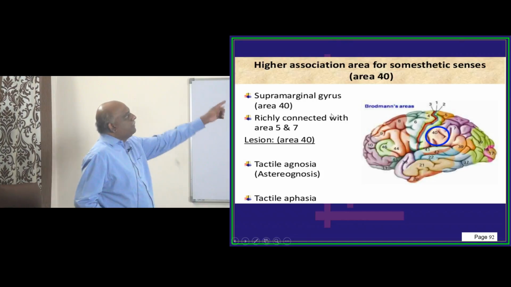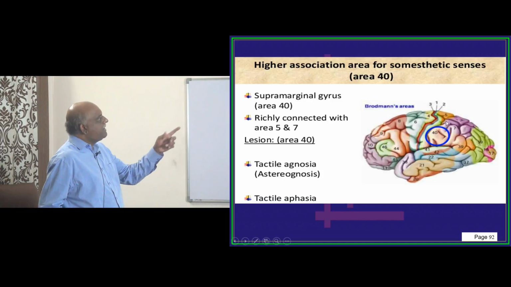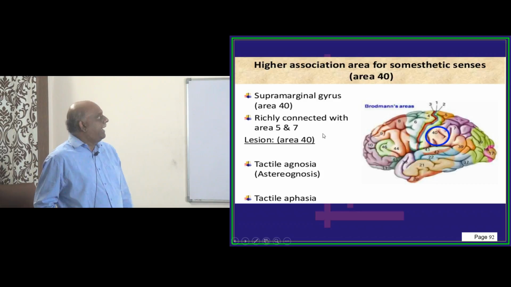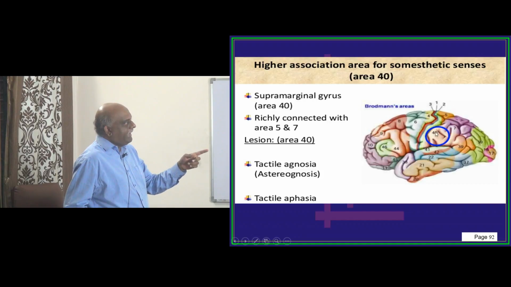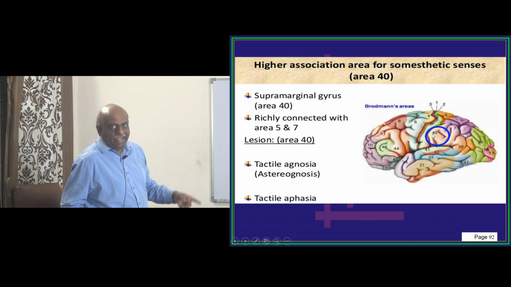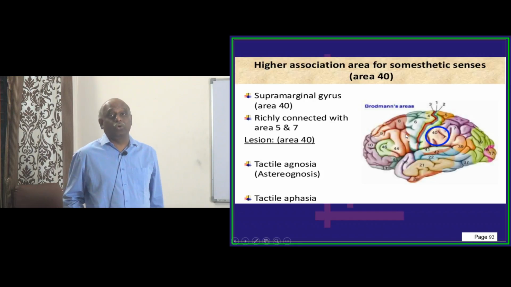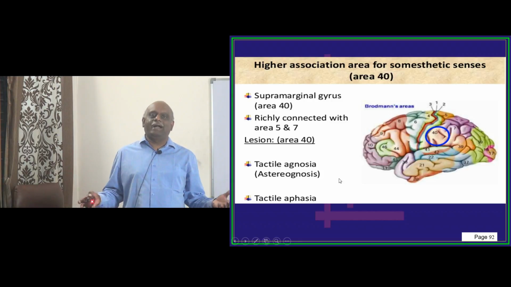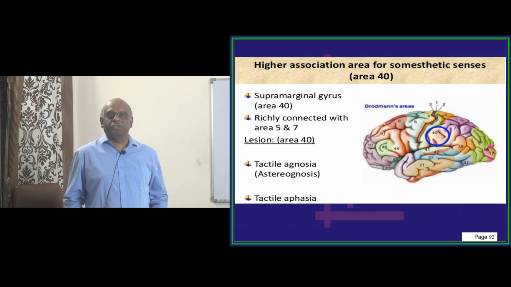Okay, right. So supramarginal gyrus is area 40, and this is very well connected to area 5 and 7. And if this supramarginal gyrus, area 40, is affected, what will happen? There will be a tactile agnosia. That is called astereognosis.